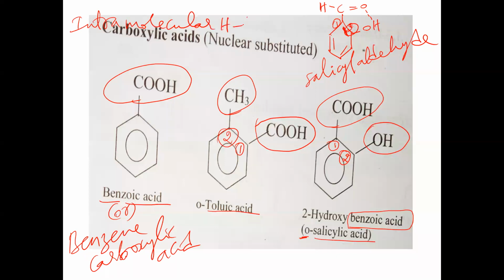Intramolecular hydrogen bonding. This intramolecular hydrogen bonding is seen in which molecules? Salicyl aldehyde molecule and also salicylic acid. Here also, between the oxygen of the CO group and the hydrogen of the OH group, there will be a weak attractive force called hydrogen bonding. This is within the same molecule. Intra means within. So intramolecular hydrogen bonding is seen in salicyl aldehyde and salicylic acid. Salicyl aldehyde is nothing but 2-hydroxy benzaldehyde. Salicylic acid is 2-hydroxy benzoic acid. Is that clear?